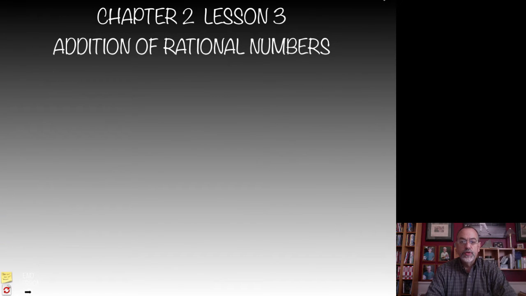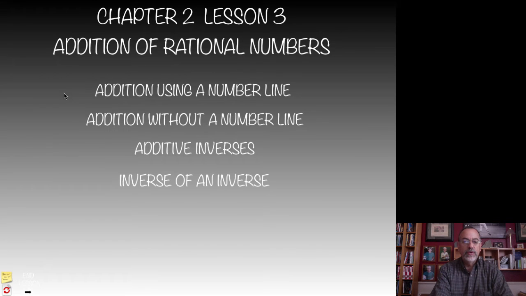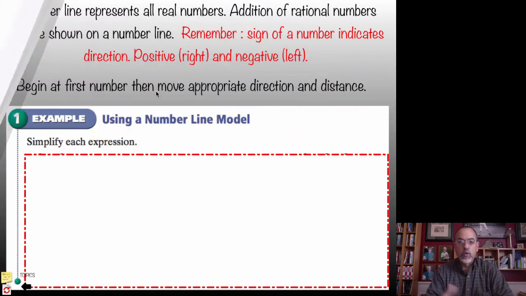Algebra 1, Chapter 2, Lesson 3, and we want to start beginning to look at the addition of rational numbers. You remember from our discussion of number sets, rational numbers are numbers that include the positives, the negatives, and all the fractions. And so we want to look at how we can add those. We'll look at how they look on a number line and then how we can add them without a number line. So let's look at ordering them and adding them from a number line first.